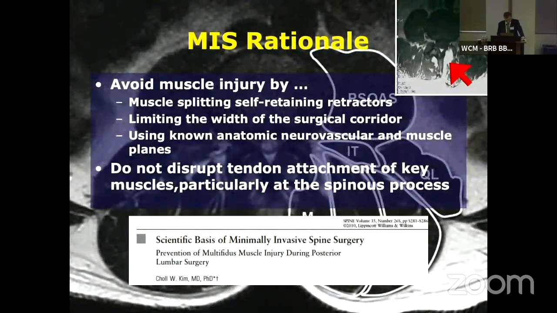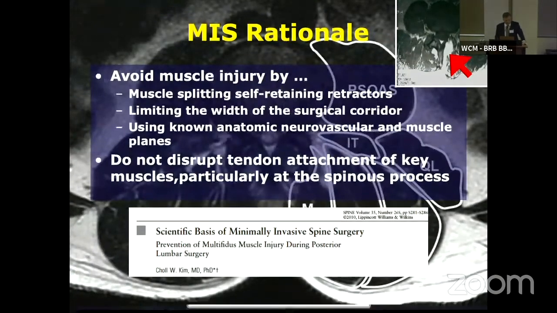Now, the rationale is really to avoid soft tissue injury. It's really related to the access in MIS surgery. Once we're there at the target, we do pretty much the same thing that we would do with open surgery, but we're trying to minimize the access injury and pathology to the muscle, the tendons, the bone, and so forth.